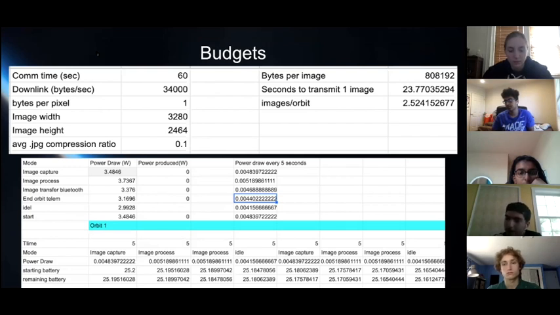And that lets us know how many images we'll be able to send per orbit, which is an important number because it basically determines how many images we'll be able to get from our mission.